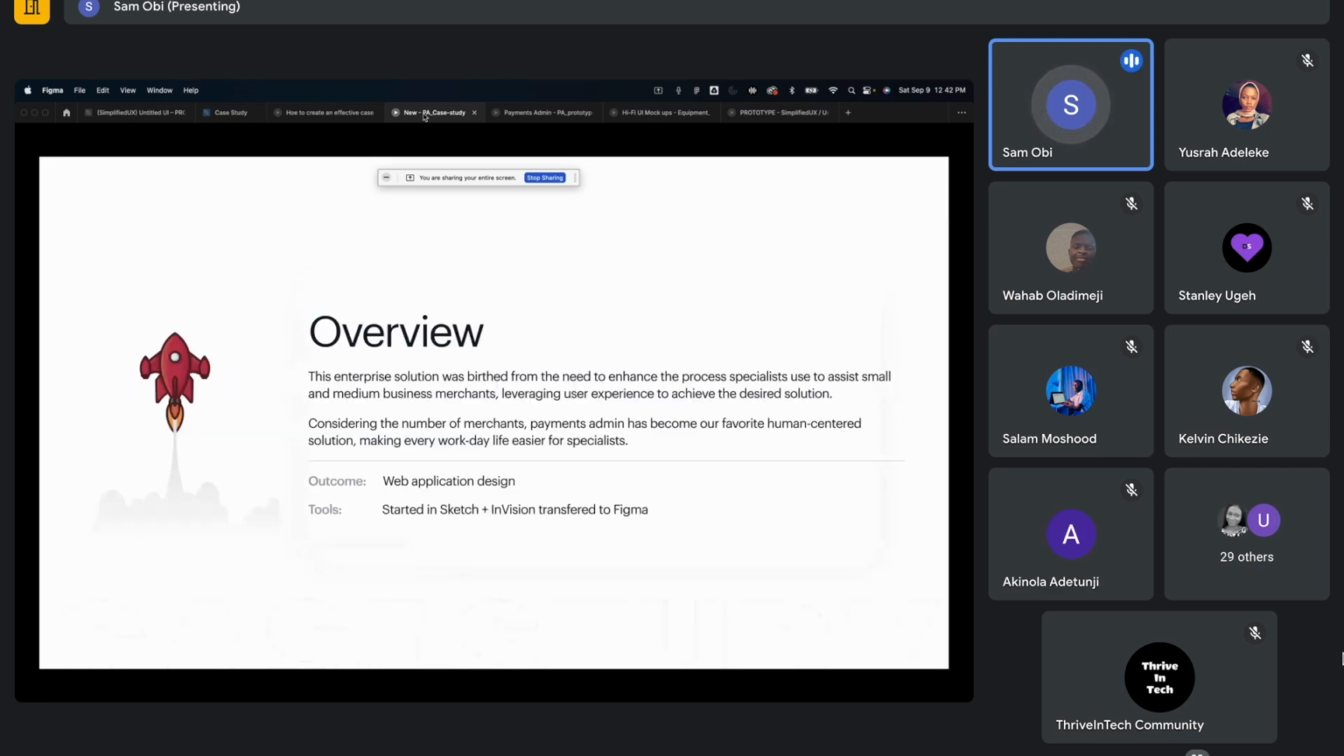Now, for some people, it might be introduction. For some people, it might be overview. And what I've done here is craft something that makes people want to understand why we are solving a problem in the first place, right? And if you see that it's a web application, and we started in Sketch plus InVision, and then we transferred over to Figma.